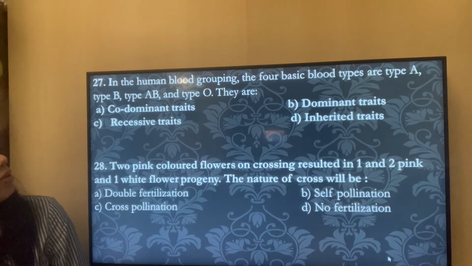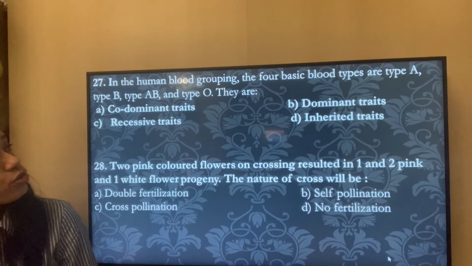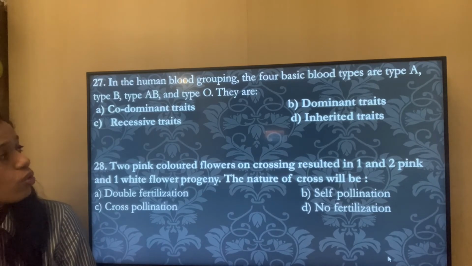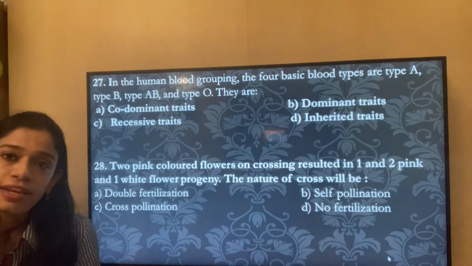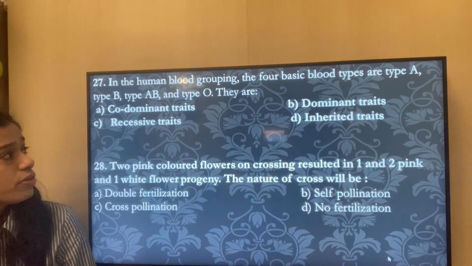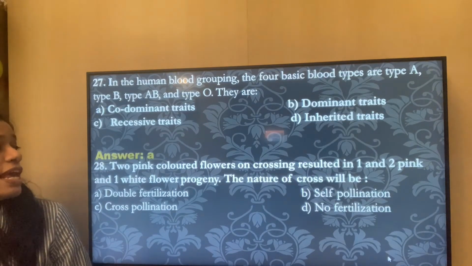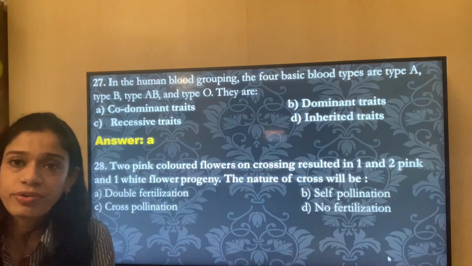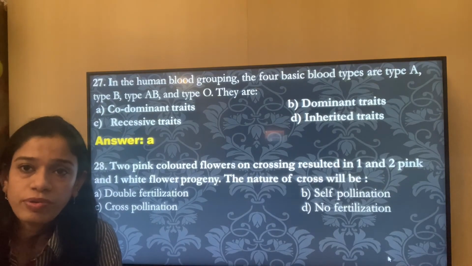In the next one, in human blood grouping, the 4 basic blood types are type A, type B, type AB and type O. Are they all codominant traits, dominant traits, recessive traits or inherited traits? Now this blood grouping, they are all codominant traits.